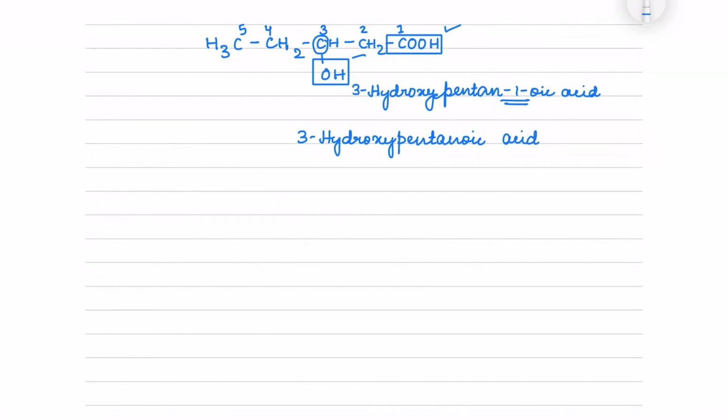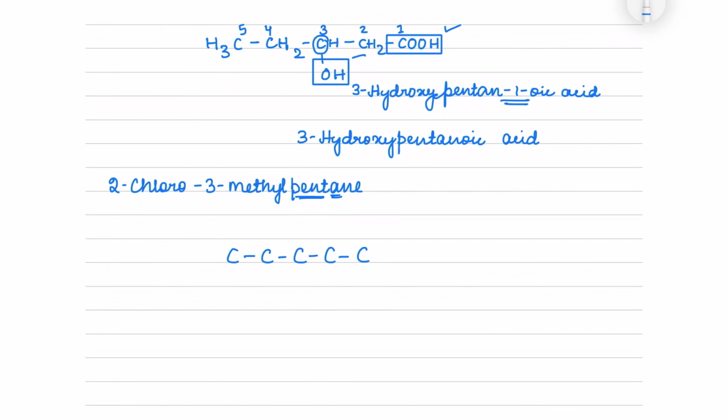Let us try to draw the structures of the haloalkanes that have been given in our book. First is 2-chloro 3-methyl pentane. First of all, start by drawing the number of carbon atoms. Here the longest chain consists of 5 carbons. So 1, 2, 3, 4, 5.